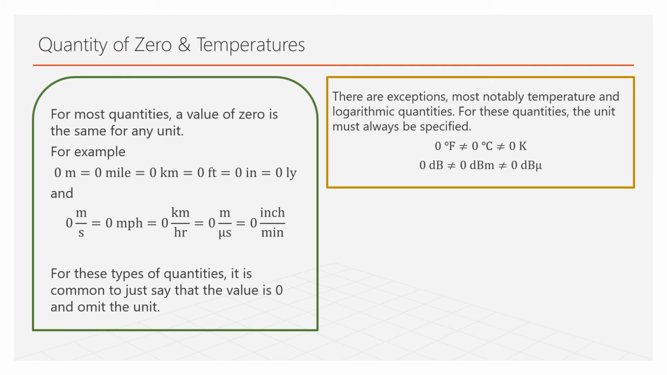There are exceptions, most notably temperature and logarithmic quantities. For these quantities, the unit must always be specified. For example, 0 degrees Fahrenheit is not equal to 0 degrees Celsius, and both are not equal to 0 Kelvin. And additionally, 0 decibels does not equal 0 dBm, and both are not equal to 0 dB micro.